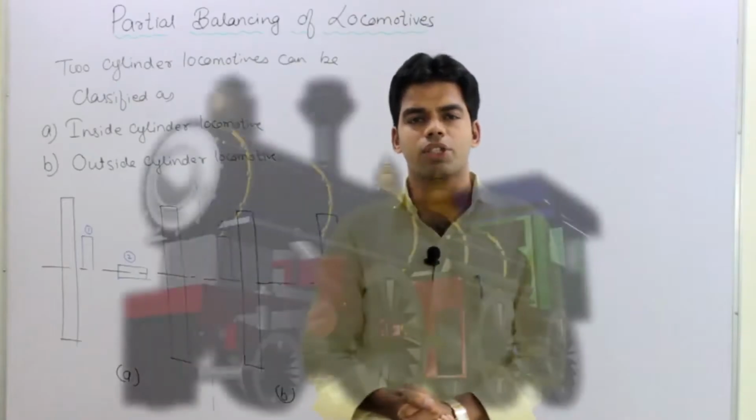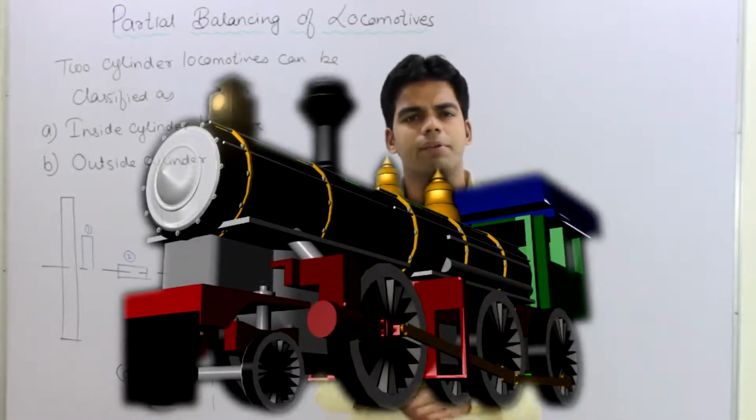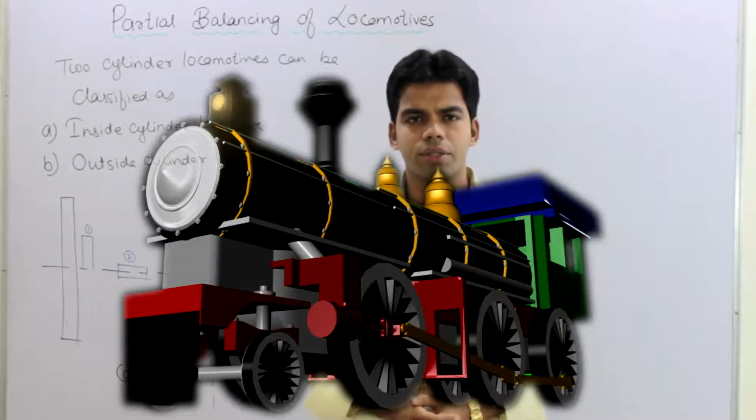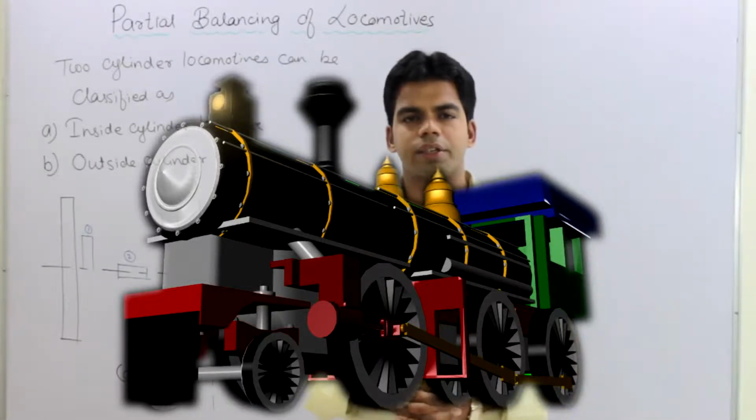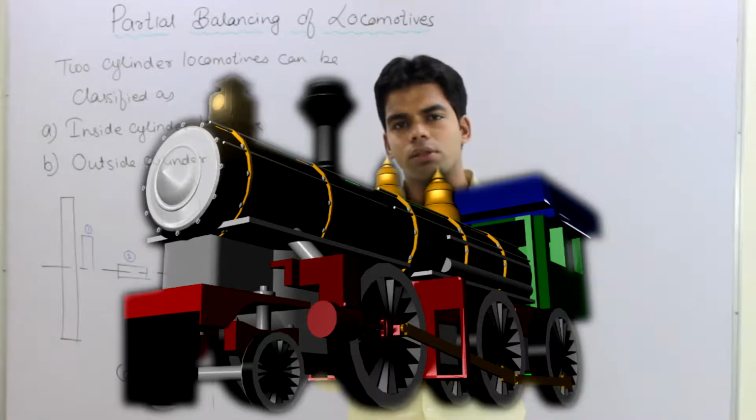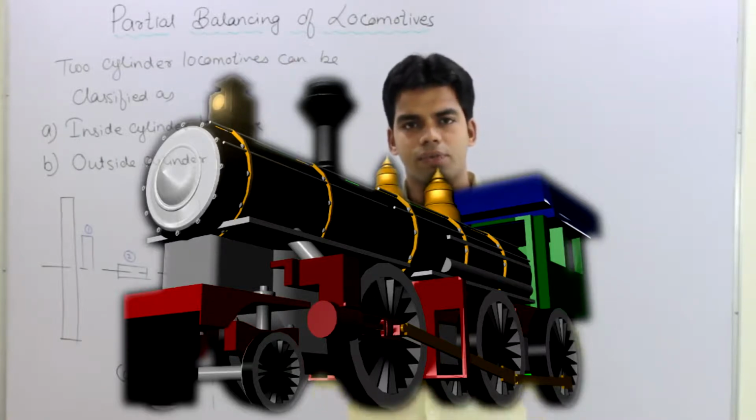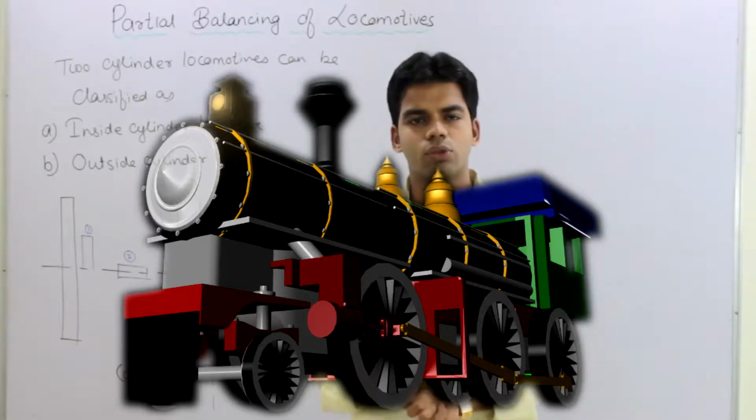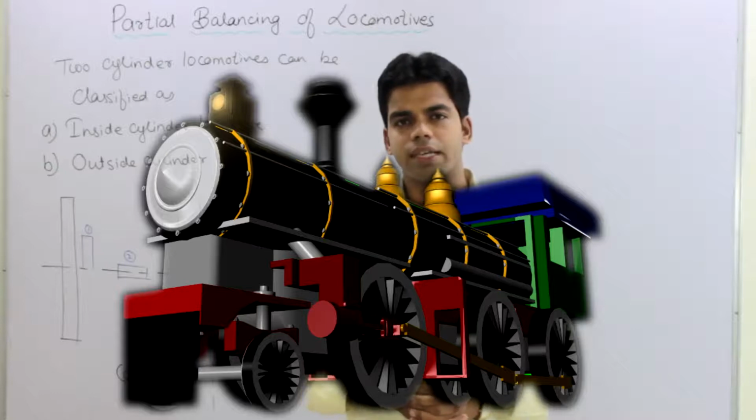Next topic is the partial balancing of locomotives. Now we all know about locomotives, and the prime mover for a locomotive is the engine. That engine may be either a 2-cylinder engine, 3-cylinder engine or 4-cylinder engine, and based on the position of the cylinders in that engine, we can classify the 2-cylinder engine into two types. First is inside cylinder engine and second is outside cylinder engine.